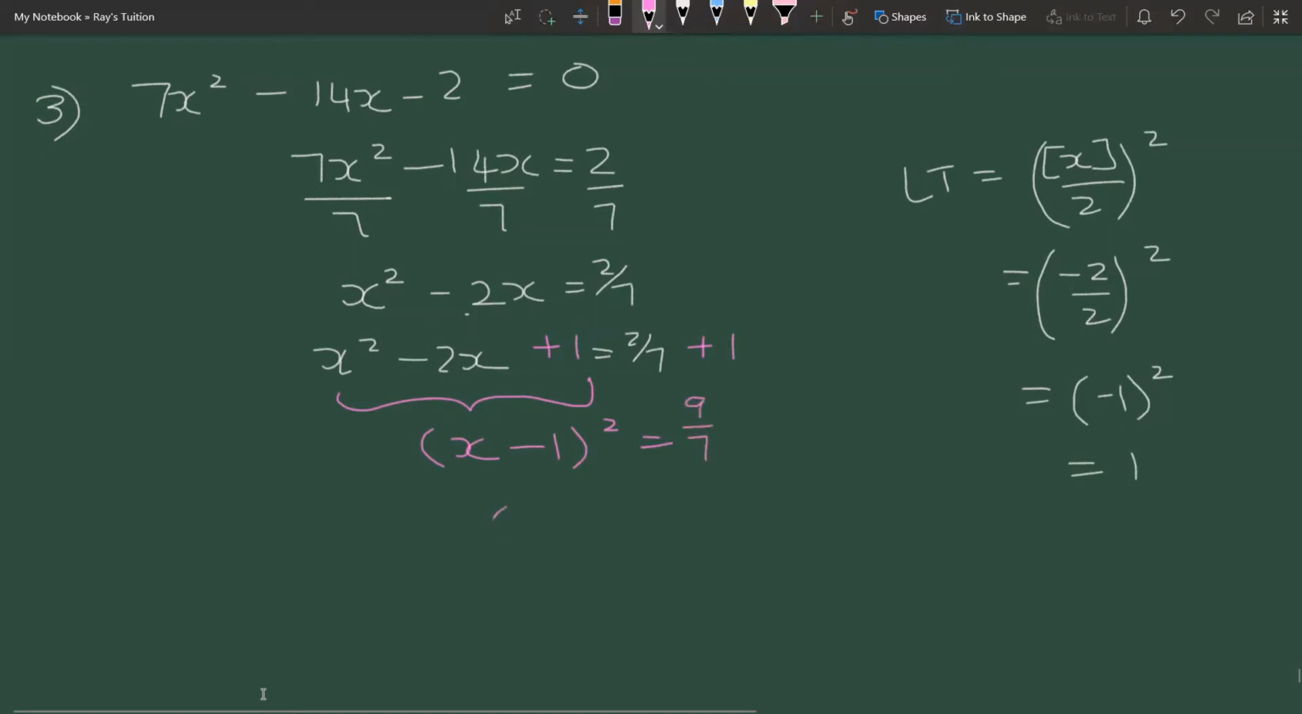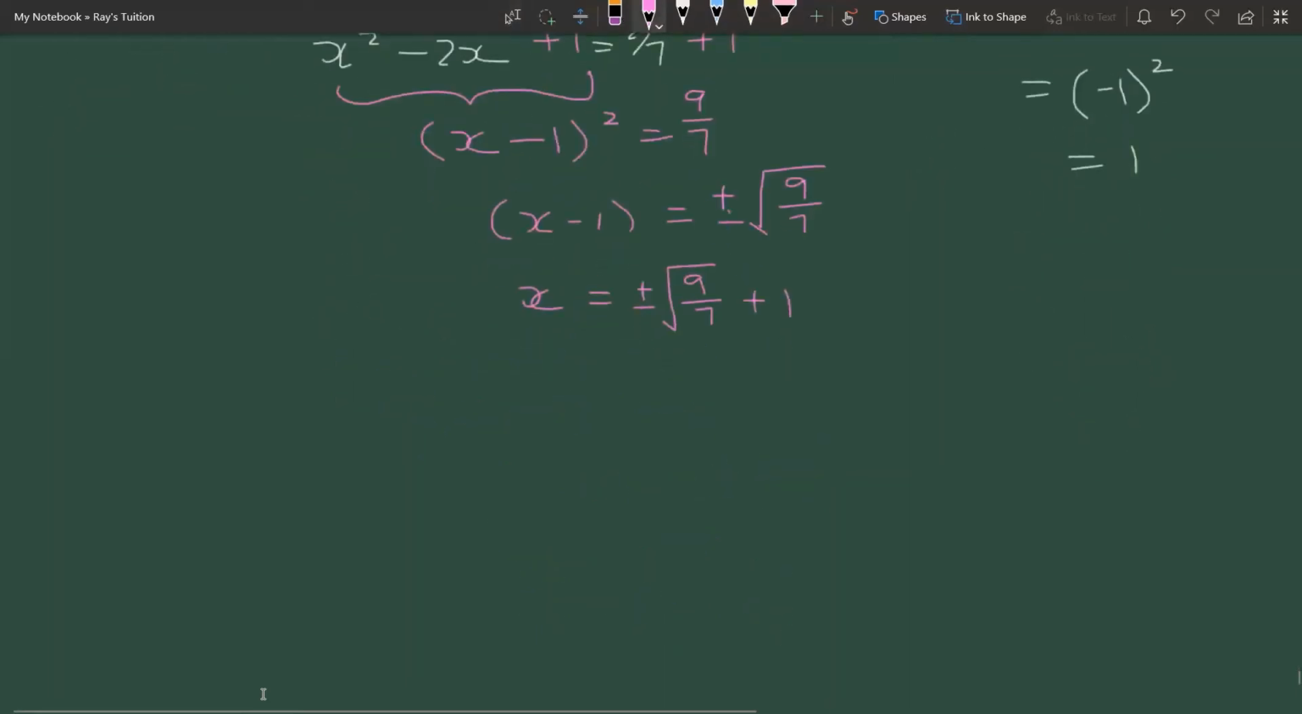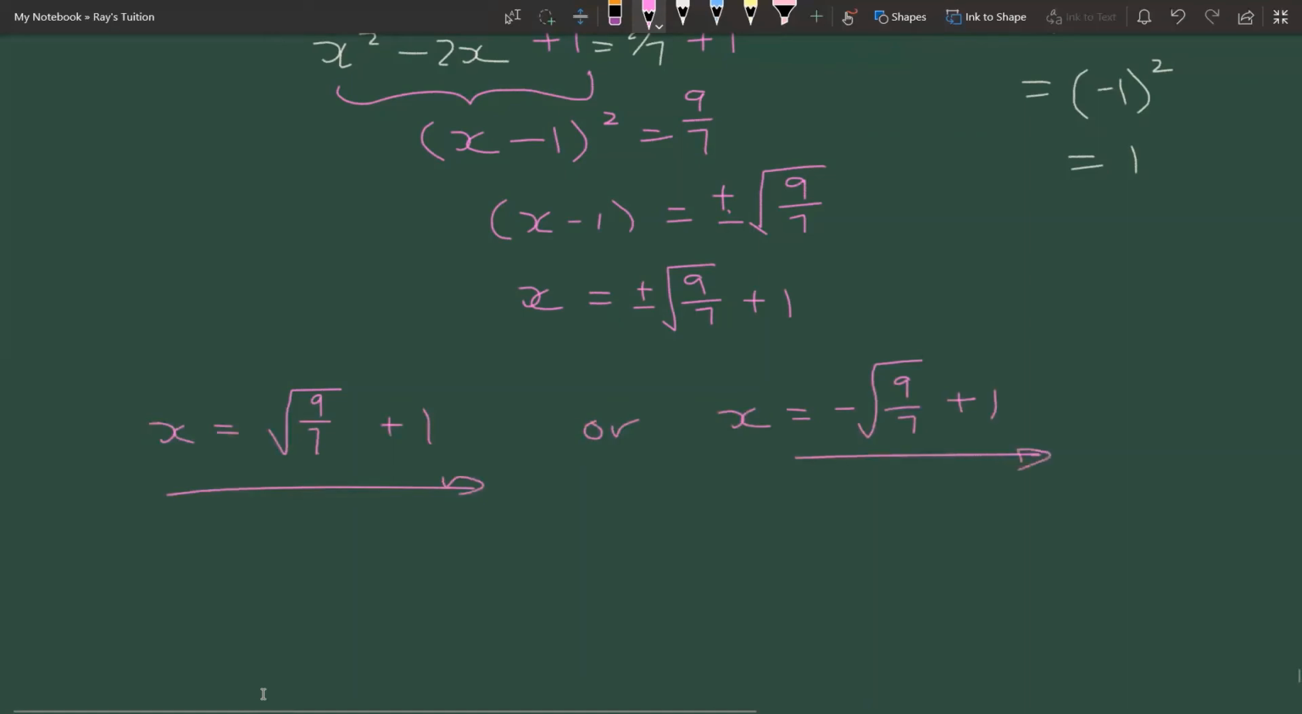Then we're going to square root both sides to get the x minus 1 by itself. So this is plus or minus the square root of 9/7. And then we're going to take the 1 over. So this is plus or minus the square root of 9/7 plus 1. So our two solutions then are x is equal to the square root of 9/7 plus 1, or x is equal to negative the square root of 9/7 plus 1. And there you can then round it off or put it in whichever form was requested.